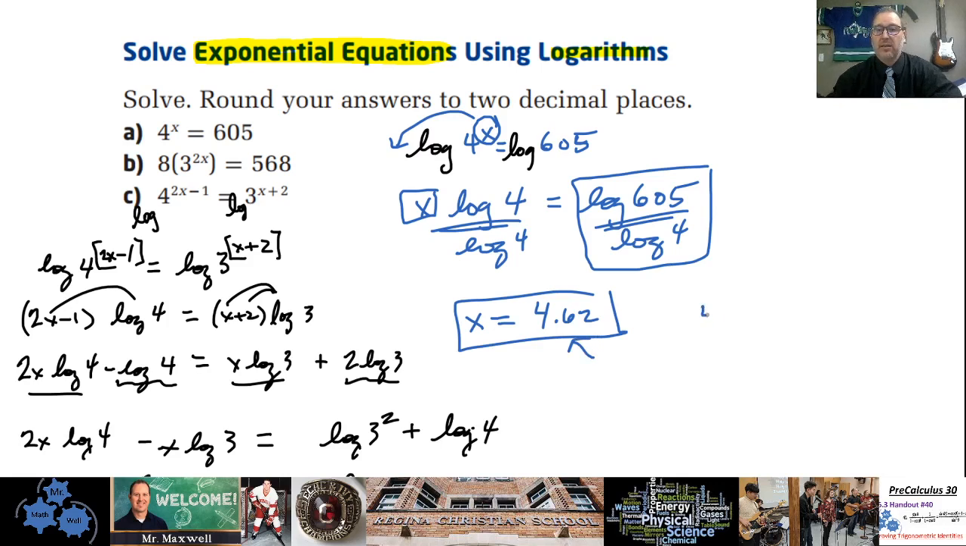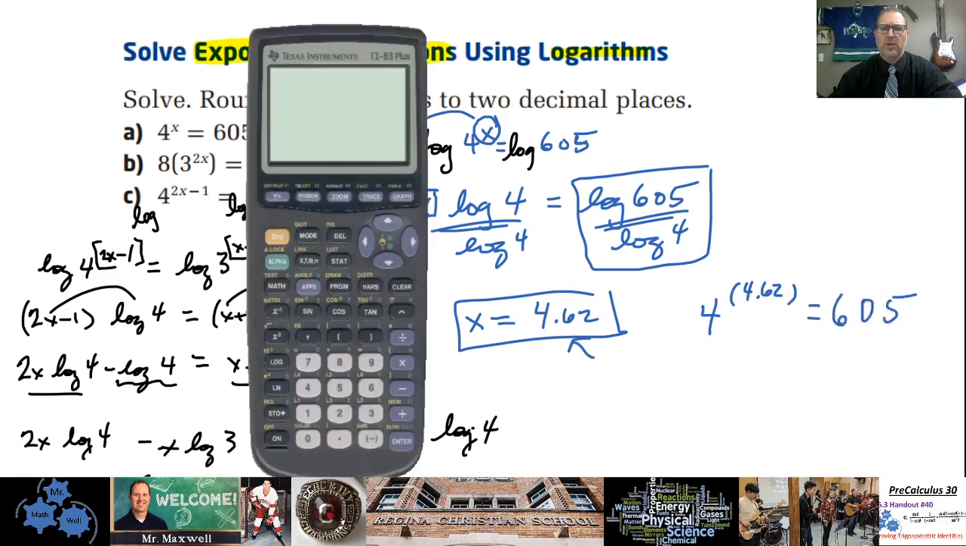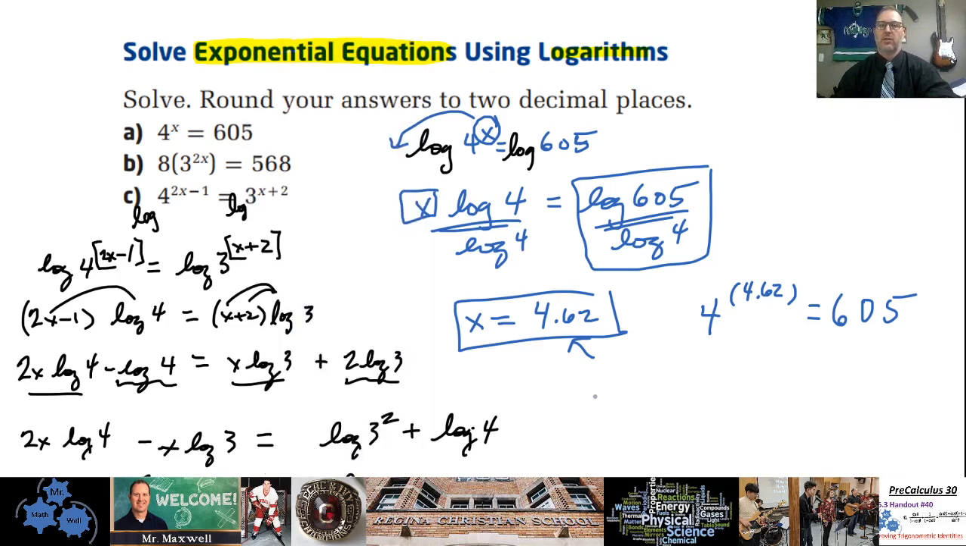So that means that 4 to the power of 4.62, probably with the rest of the decimal there obviously, should equal 605. And that's something that you could check on your calculator. And let's see, I could do that right now. So 4 to the power of 4.62, and there's going to be more, so this is going to be pretty close. It should be close to 605. So if I used all the decimal places, that would be exactly 605.